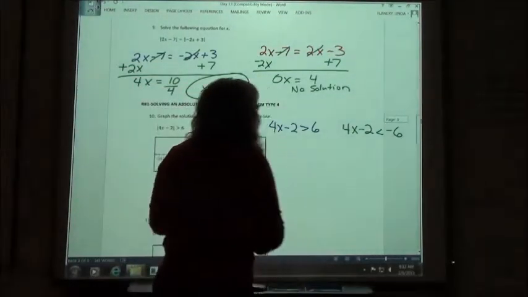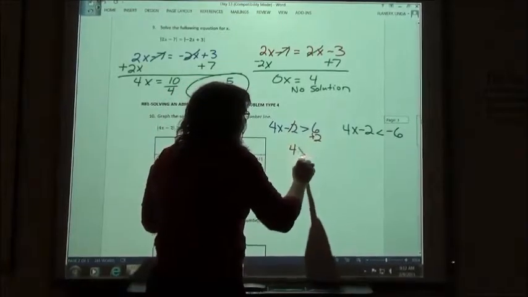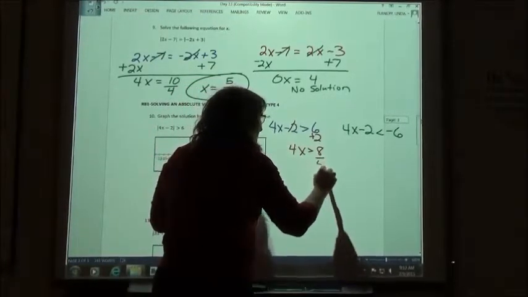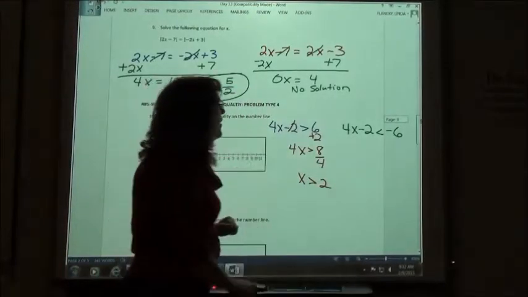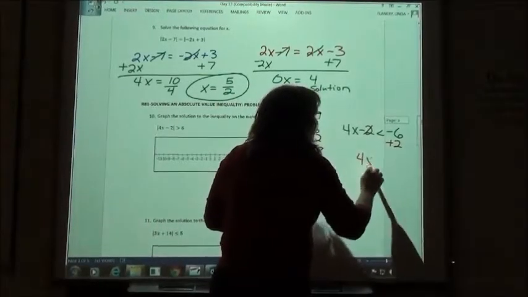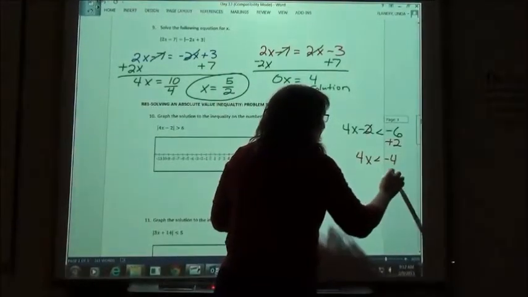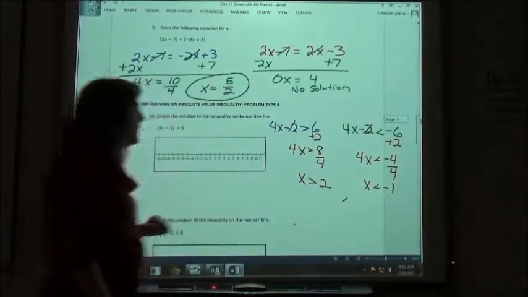So I'm going to add my 2. 4x is greater than 8. Divide by 4. X is greater than 2. On the other one, same thing. I'm going to add my 2 first. 4x is less than negative 4. Divide by 4. X is less than negative 1.